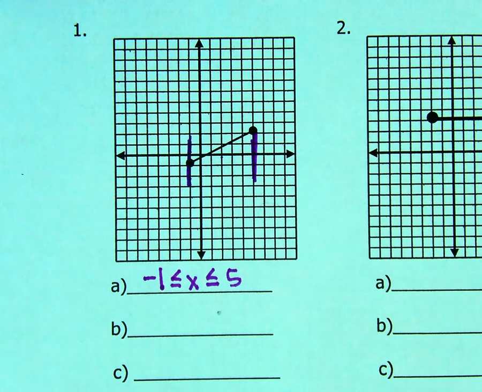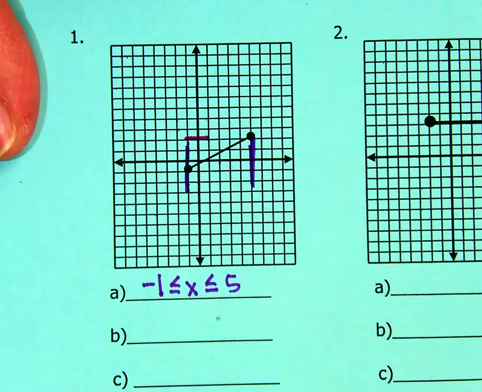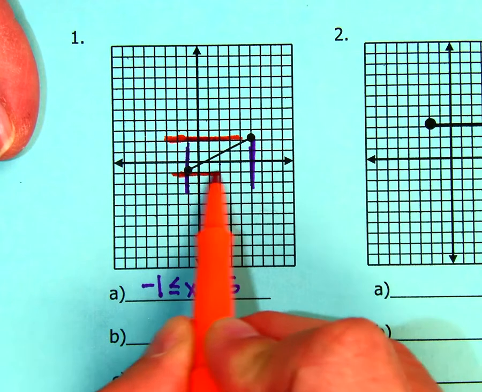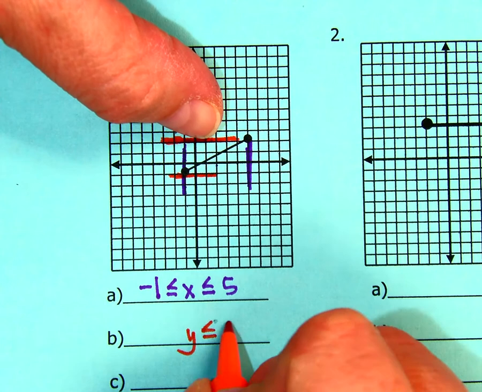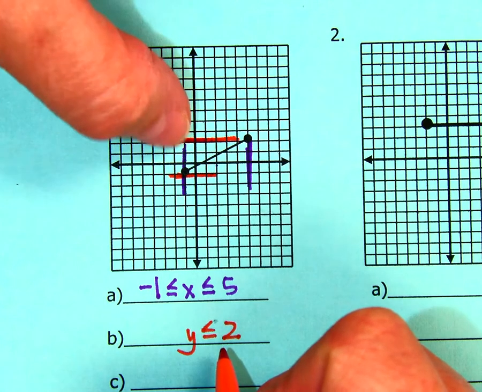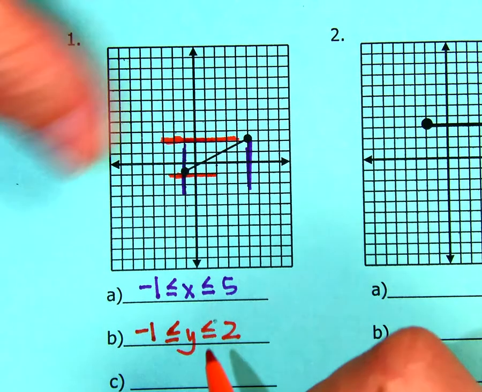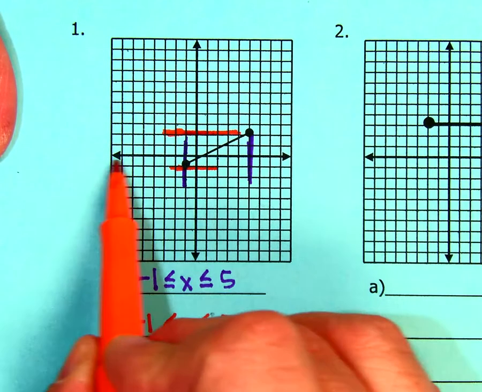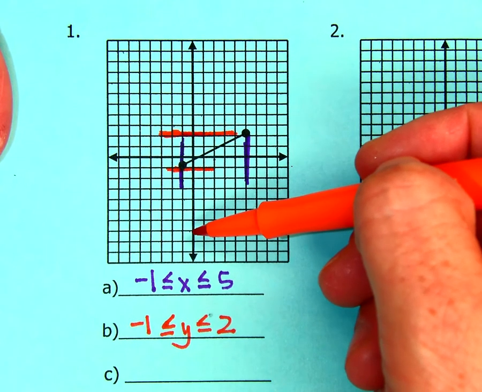If I look at the y, I'm looking at what's the highest point. The highest point is right there, and the lowest it goes is right there. So y has to be less than or equal to 2, again because it has the closed circle, and greater than or equal to -1. So I'm always looking at the coordinate I need: for the domain, how far it goes on the x; for the range, how high or how low the graph goes on the y.